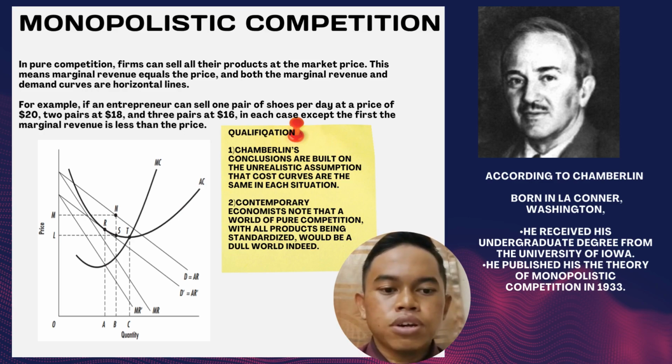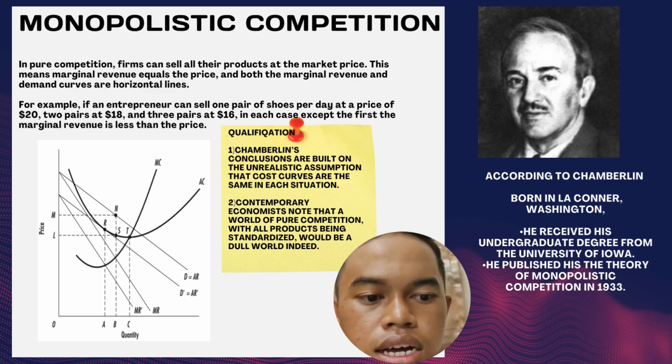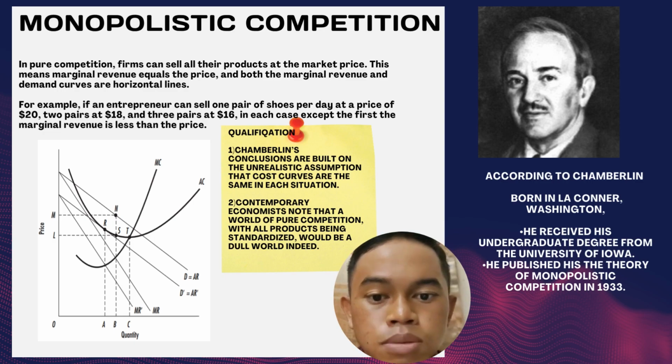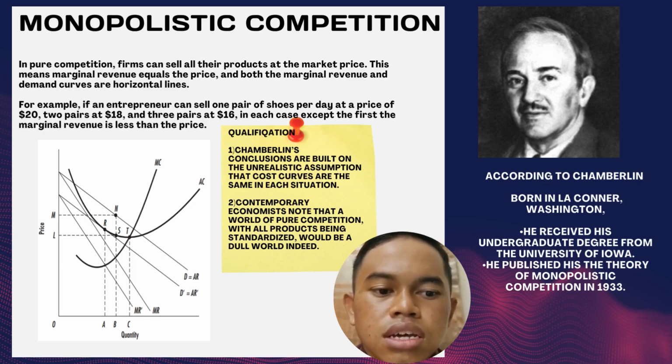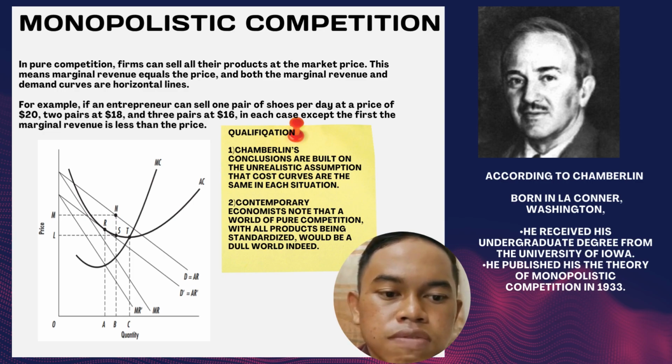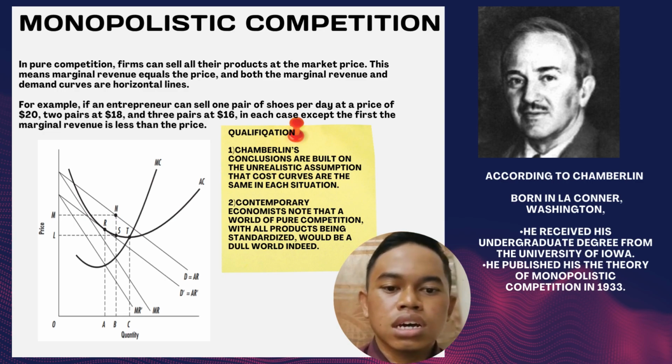So, in pure competition, the firm can sell all its product at the market price. This means marginal revenue is equal to the price, and both the marginal revenue and demand curve are horizontal lines. For example, if an entrepreneur can sell one pair of shoes per day at a price of $20, two pairs at $18 and three pairs at $16, in each case except the first, the marginal revenue is less than the price. I know you are still confused, so we move to the graph.